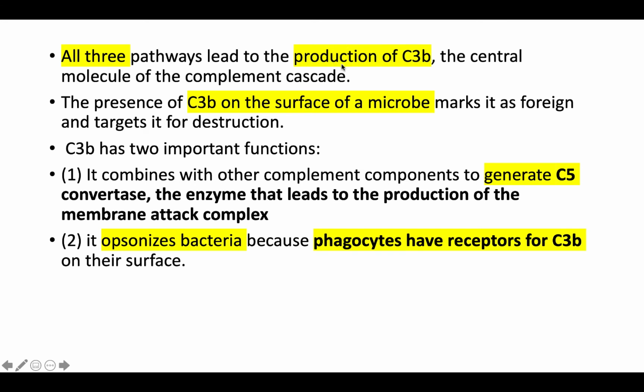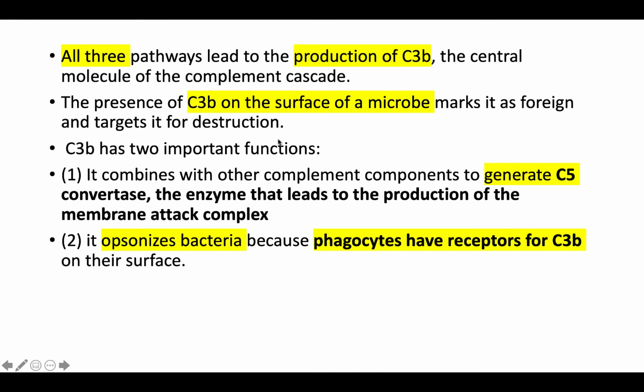So I will have opsonization from any of the three pathways. I will have C5a, which is an anaphylatoxin, from all three pathways. I will have C5b and then 6, 7, 8, 9 from all three pathways. So the presence of C3b on the surface of microbes marks it as foreign and targeted for destruction.